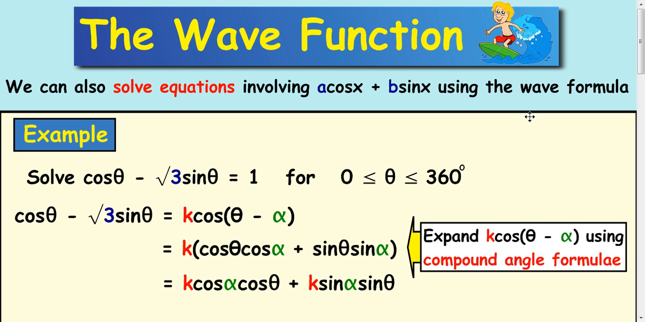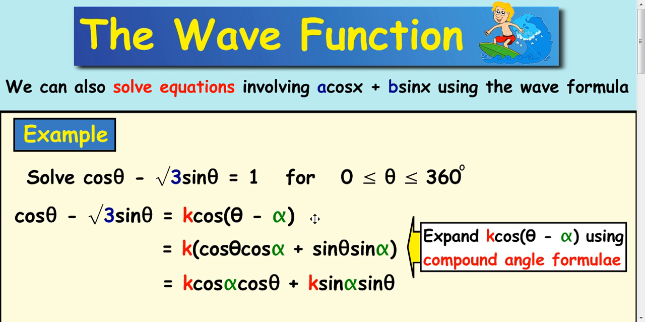In this lesson we're going to look at another equation involving the wave function. We've got to solve cos theta minus root 3 sin theta equals 1 for 0 is less than or equal to theta is less than or equal to 360.